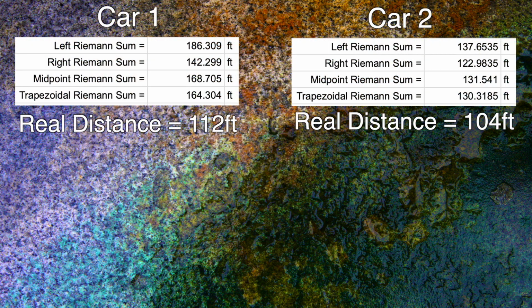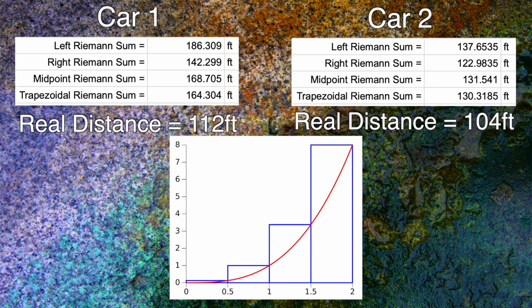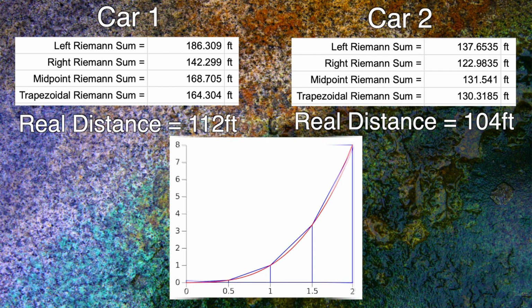Based on the data found in this very obscure, strange use of Riemann sums, the right Riemann sum was the best method used and got closer to the real distance recorded. If the data collection was much more accurate, trapezoidal may have been the best because it would have fit the shape of the deceleration graphs much better than any other method.